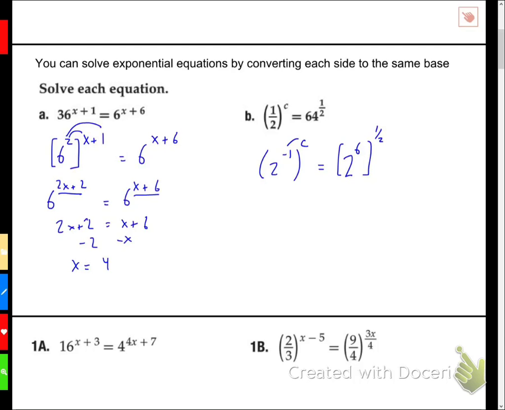So negative 1 times c is negative c, and 6 times 1/2 is 3. So we have 2 to the negative c equals 2 to the 3, so negative c equals 3, and c equals negative 3.